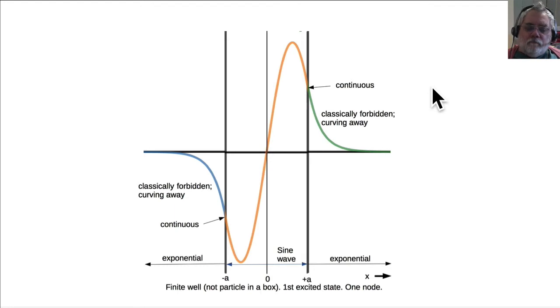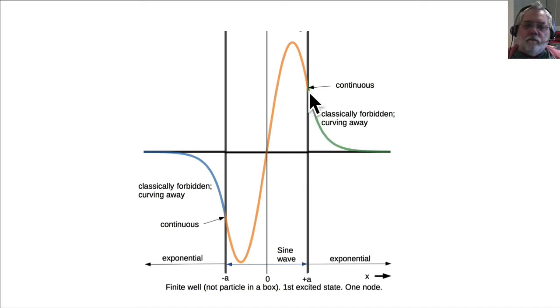But outside the well, this particular energy is less than the potential energy, and the wave function here curves away from the psi equals 0 axis. This exponential curves away from the axis, and this exponential curve curves away from the axis. We're not going to do the math of this problem, but I'm showing it to you to show that in this case, the particle has some probability of being outside of the well in the classically forbidden region, and that the wave function there is curving away from the psi equals 0 axis.